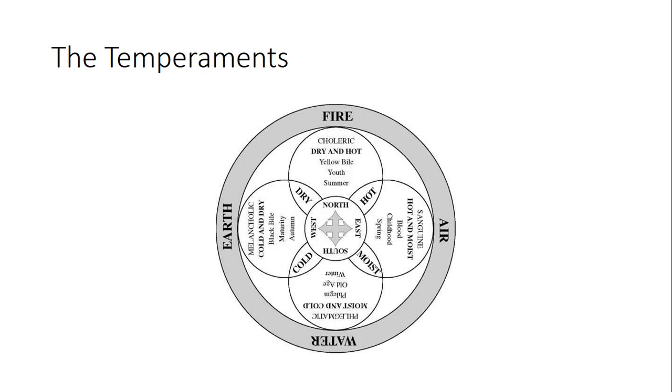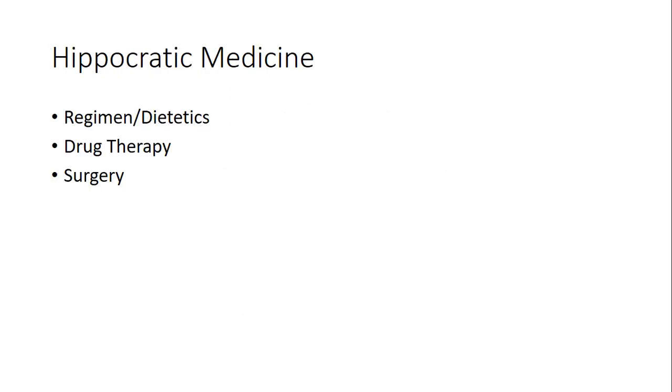That's what Galen adds to this. But what I wanted to show you this slide for is you can also see the relation to earth, air, fire, and water, and the humor that goes along with each of those. So let me move on then. So we can see in Hippocratic medicine what the cause of disease is. So how do we treat disease? For Hippocratic medicine, there were three main kinds of treatments. The first and most important was something they called regimen or dietetics.